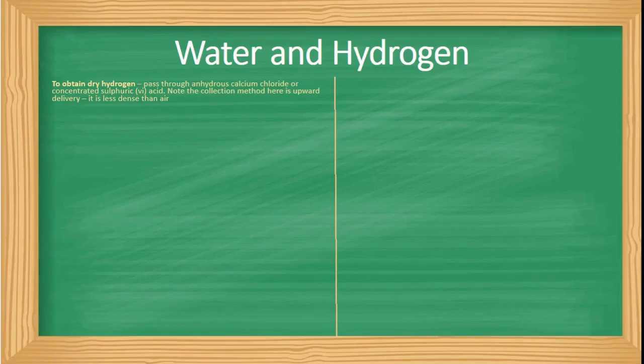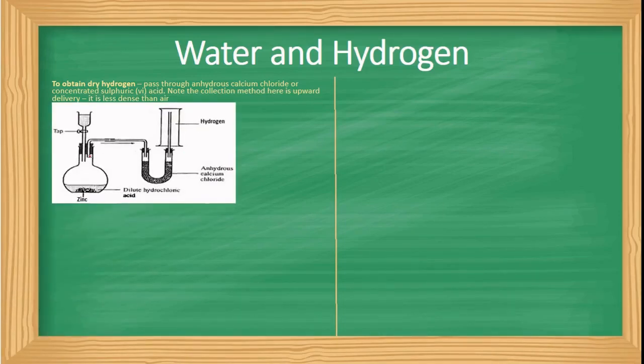Now, for you to obtain dry hydrogen gas, you need to pass the produced gas through anhydrous calcium chloride or concentrated sulfuric acid. In this kind of a setup, the method used to collect the gas is upward delivery method. You can see the setup I have here. The dilute hydrochloric acid is reacting with zinc. Hydrogen is being produced, but before being collected, it is passed through a U-tube containing anhydrous calcium chloride, whose job is just to dry the gas, and then the gas is collected through the upward delivery.